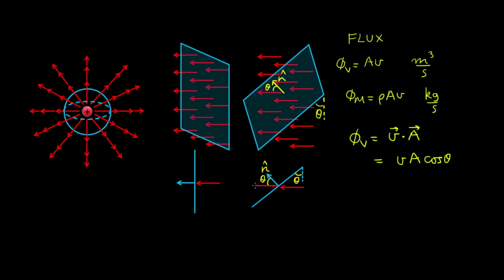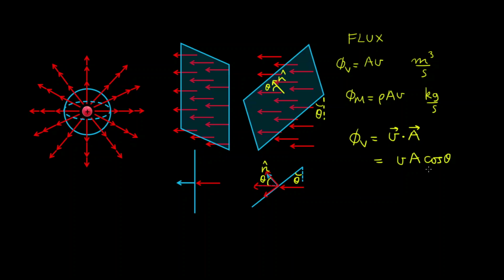So if we draw the velocity vector like this, then we can visualize the dot product, which is basically the projection of the fluid velocity vector in the direction of the normal vector to the surface. So only the perpendicular component to the surface contributes to the flux, because the parallel component does not flow through the surface.